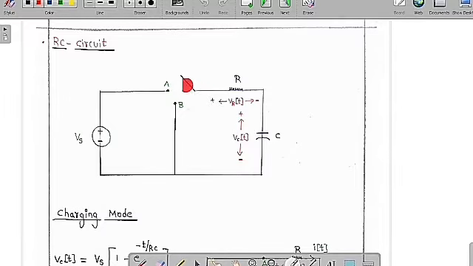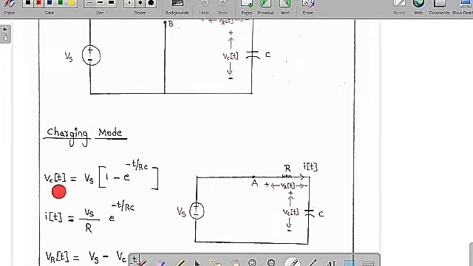See, when the switch is at A, because of this voltage source, the capacitor is going to get charged. So we are going to call it the charging mode. Now we can use this formula, which is Vc of t is equal to Vs into 1 minus e to the power of minus t by RC. Here RC is called the time constant. Time constant means that the voltage across the capacitor is going to reach 63.2% of the final value. That we are going to call the time constant.